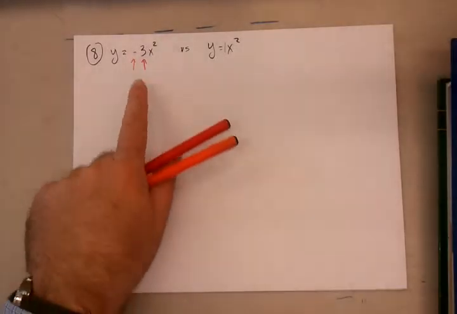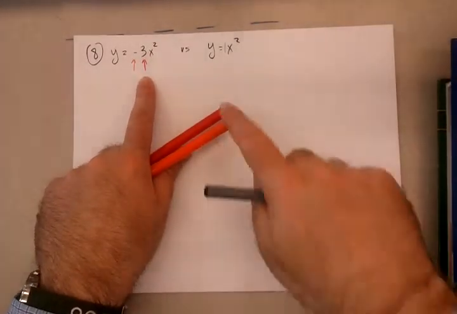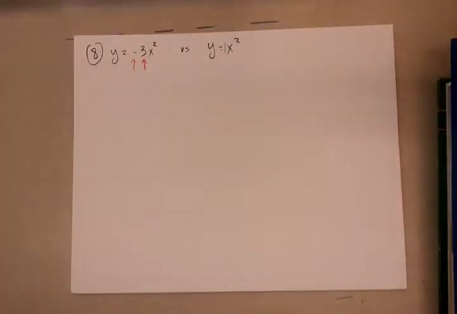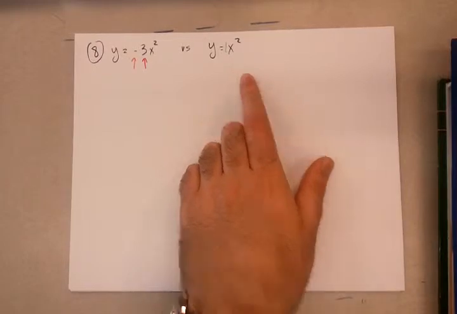So first let's take a look at the number in front. So we have a 3 versus a 1. What does that do? What happens if you have a number greater than 1? Well, it makes the parabola shrink. So you can say that the parabola will be narrower, the parabola will be more acute. So right here you would write the parabola will be narrower. The new parabola, y equals negative 3x squared, will be narrower than the original.